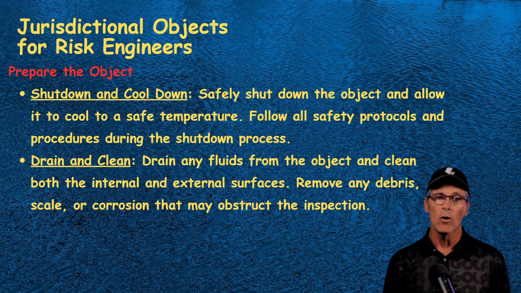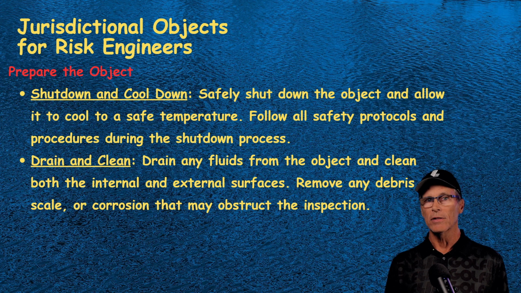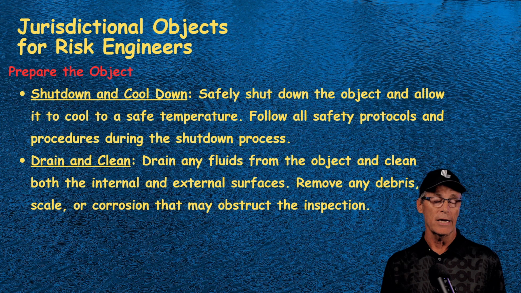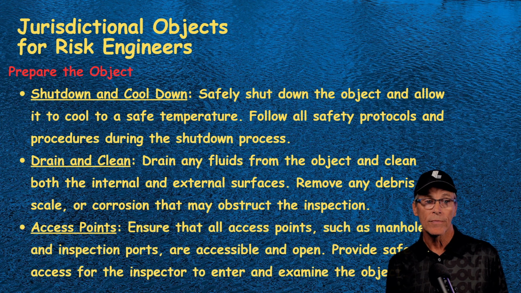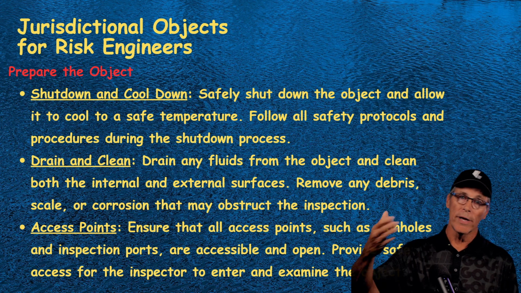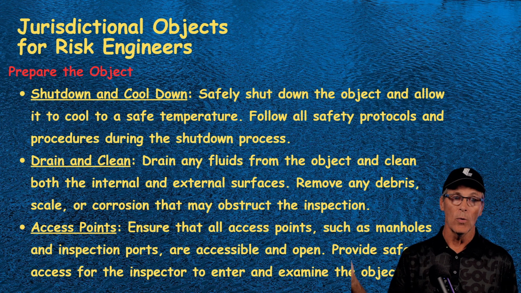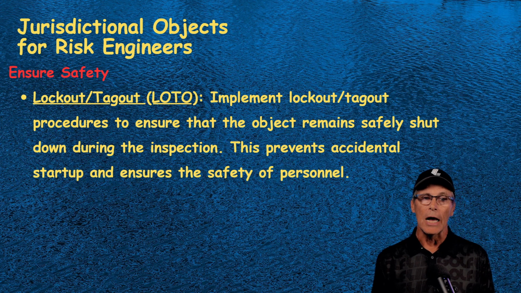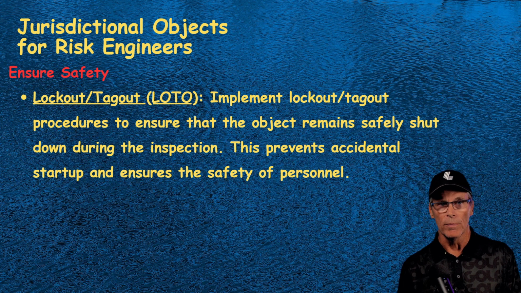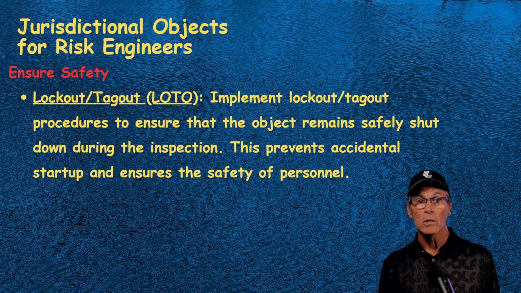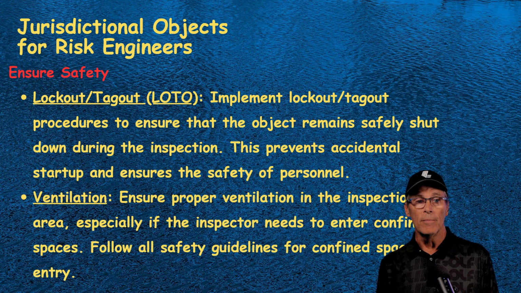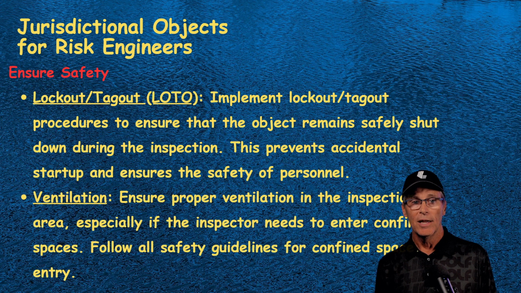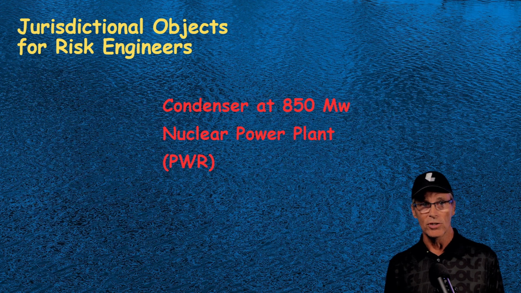Drain it, clean it, get all the corrosion, scale, anything that's going to block what they have to look at. The welds, anything that may be in the way. Access points: when we have the access doors, let's make sure that they're open, safe, and accessible. Lockout, tagout. Make sure that the equipment is safe to work on, that it's not energized, and make sure you have ventilation. It's important, especially if you're doing internal inspections, that you have ventilation.